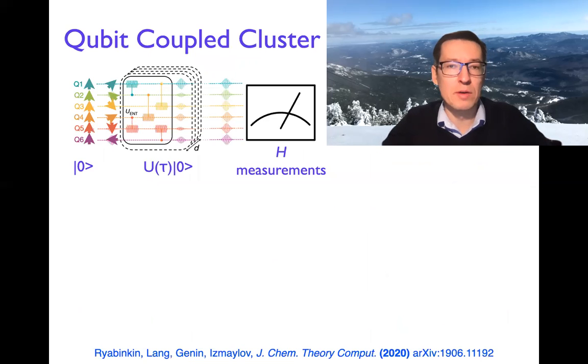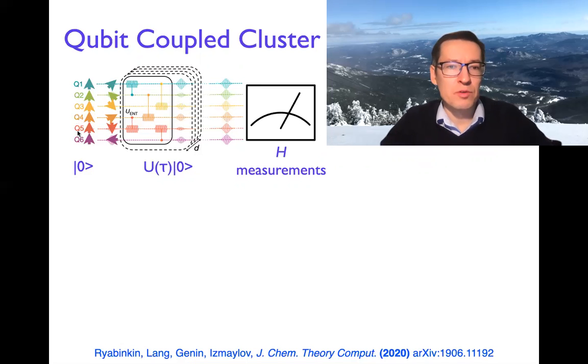Let me tell you a little bit about the qubit coupled cluster method. You can, of course, learn more from my previous videos or by reading the papers we published on that method. The idea of that method is to solve the variational quantum eigensolver problem of optimizing the unitary transformation, and the gate-based computing is organized somewhat differently.